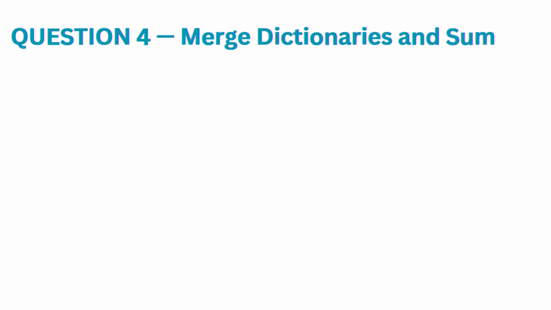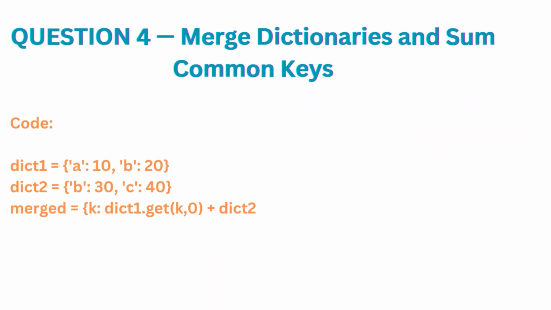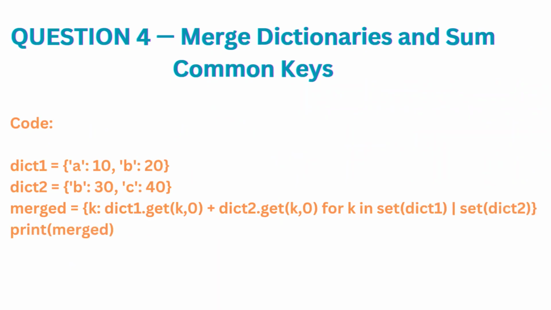And the next question is merge two dictionaries and sum common keys. So we have to combine keys from both dictionaries and sum values for common keys. Here dictionary 1 and dictionary 2 are given. And merged should be k: dictionary 1.get(k, 0) + dictionary 2.get(k, 0) for k in set of dictionary 1 and set of dictionary 2. That should print the merged dictionary with the summed common keys.